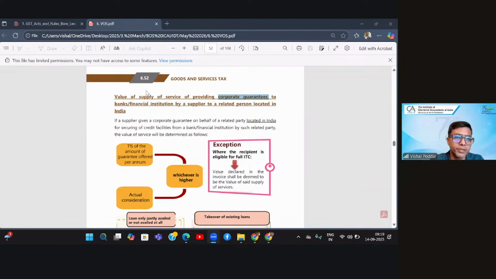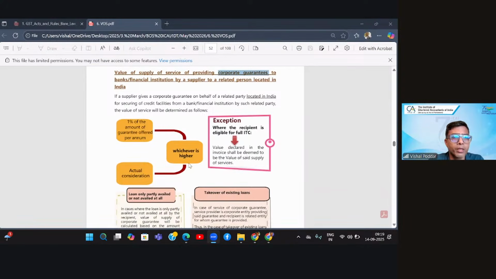This is this service, corporate guarantee service, where the circular says that we will assume the value of this as 1%. And where you have actually charged, let us say this holding company is actually charging me some price, some fees for this, still this valuation will apply because they will be taking higher of the two values.